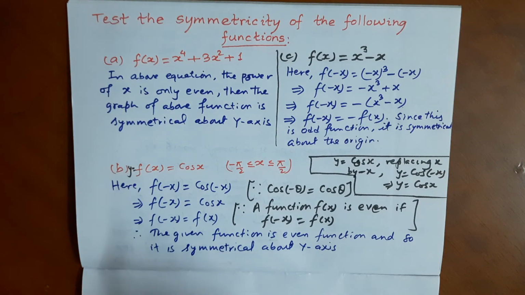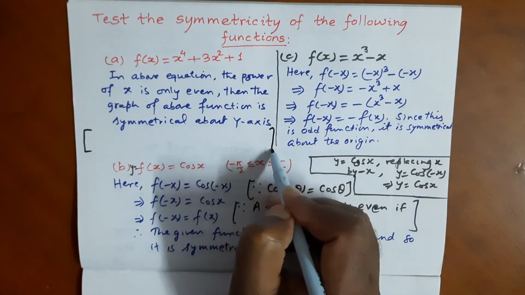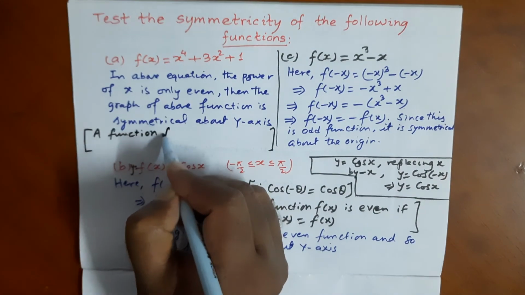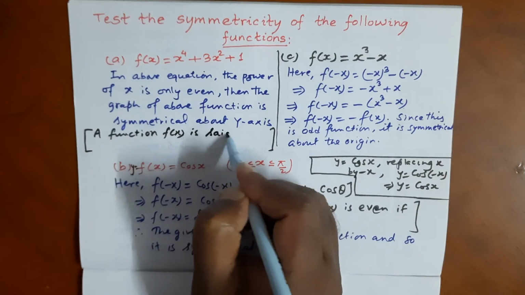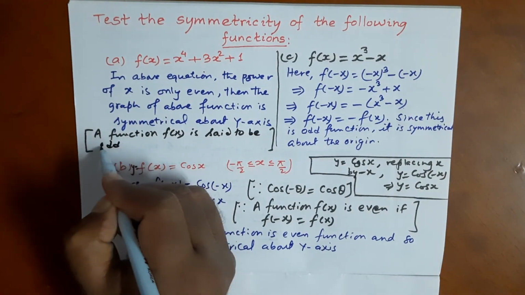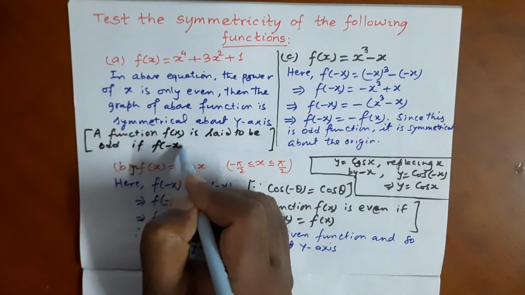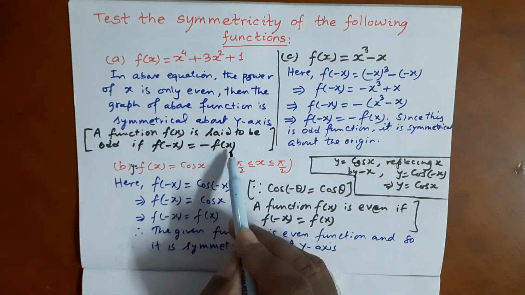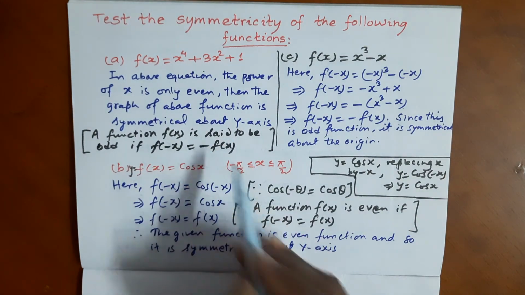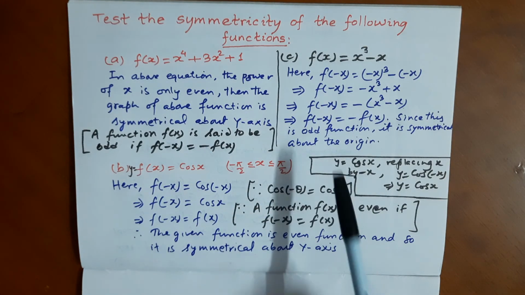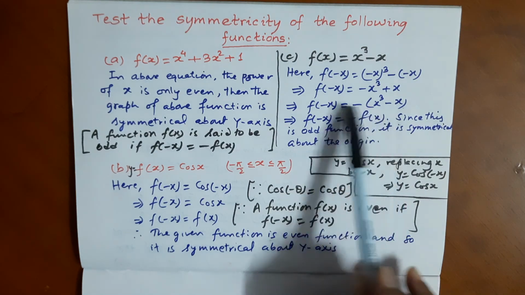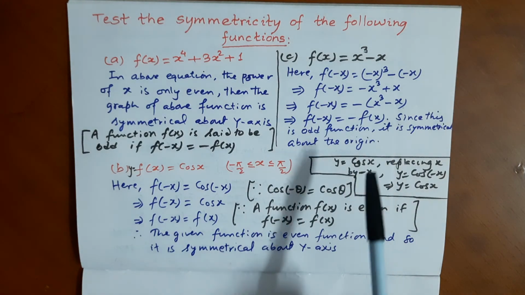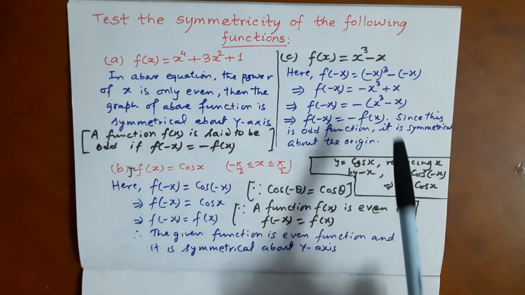What type of function is an odd function? I want to remind you here, a function f(x) is said to be odd if f of minus x equals minus f(x) for all x belonging to the domain of f. Here also f of minus x equals minus f(x), so this is an odd function, and every odd function is symmetrical about the origin. In this way we have tested the symmetricity of this function.